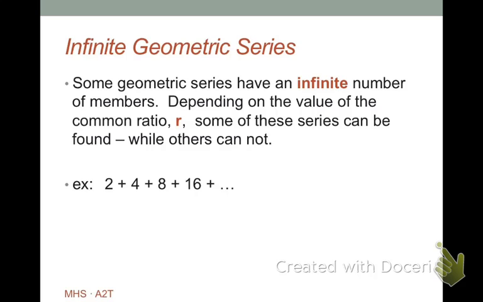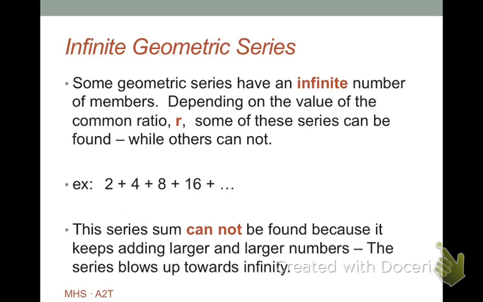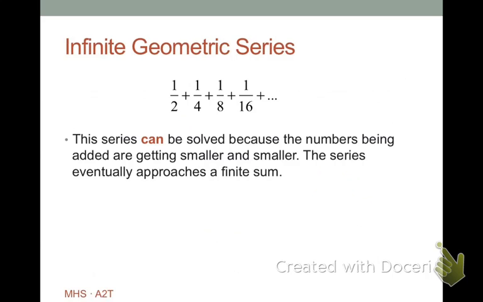Now if you look at this particular infinite series, which means it just keeps adding and adding and adding, you figure out pretty quickly that adding up terms, your sum is going to grow bigger and bigger and bigger and bigger. This series sum cannot be found because it keeps adding larger and larger numbers. The series blows up towards infinity. Let's figure out what the common ratio is for these sets of numbers. If you look at it, it's going to be 8 divided by 4, which is 2. So for a common ratio of 2, you're going to get a series that blows up to infinity when you try to add up all the terms.